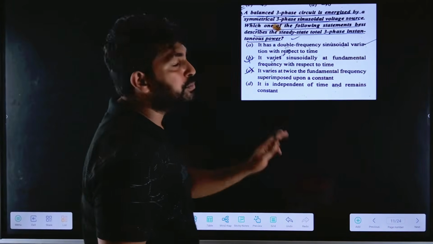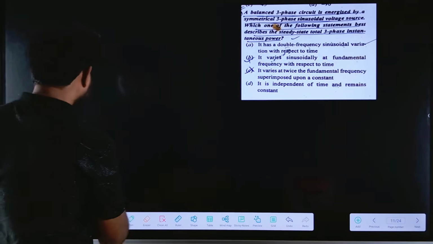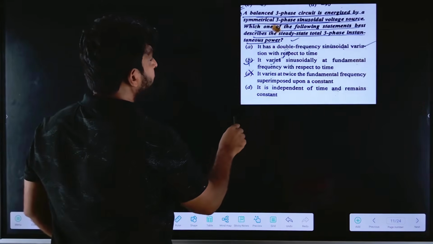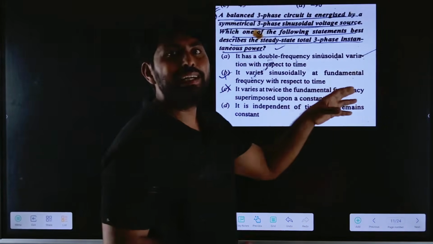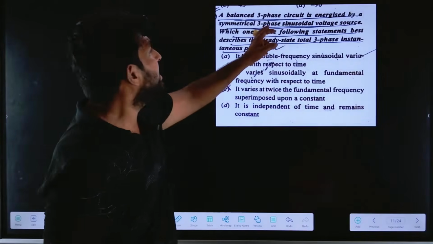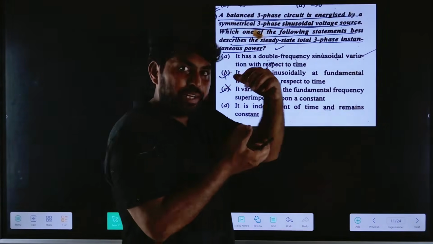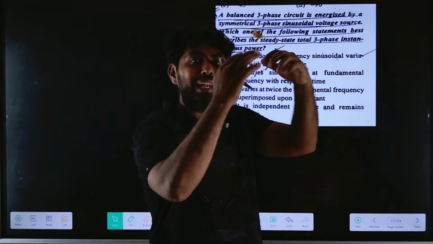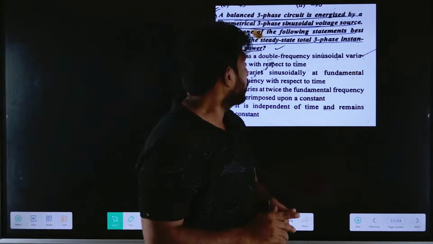This is a conceptual question. What is this question? Let me read it for you. A balanced three-phase circuit is energized by a three-phase sinusoidal voltage source. So a three-phase sinusoidal voltage source is given to the balanced load. Now it is a balanced or symmetrical source.